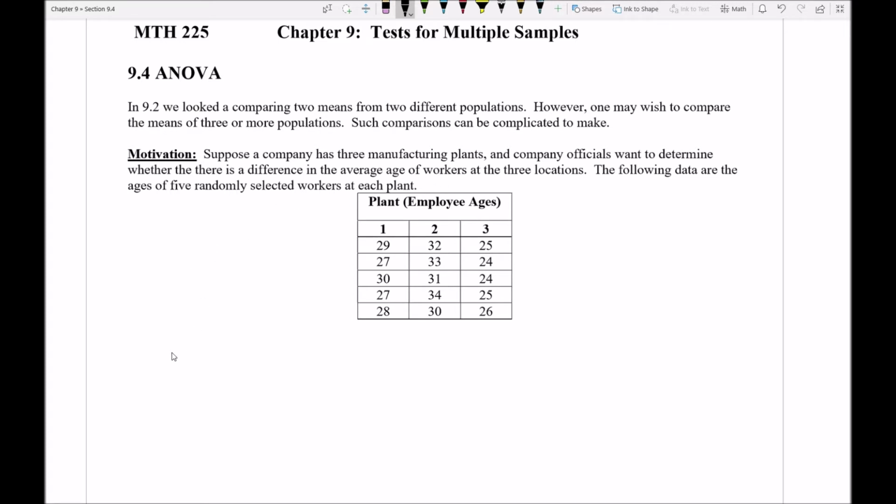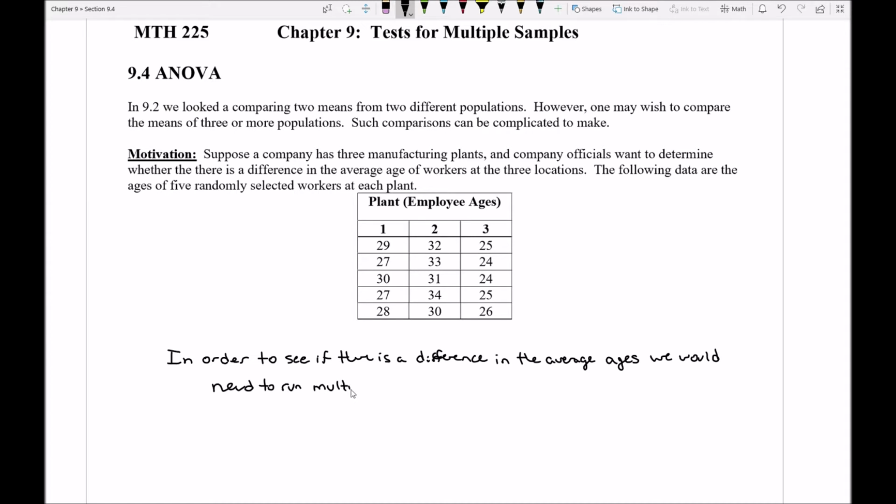So in order to see if there is a difference in the average ages, we would need to run multiple 2-sample t-tests. And remember that these 2-sample t-tests came from section 9.2.